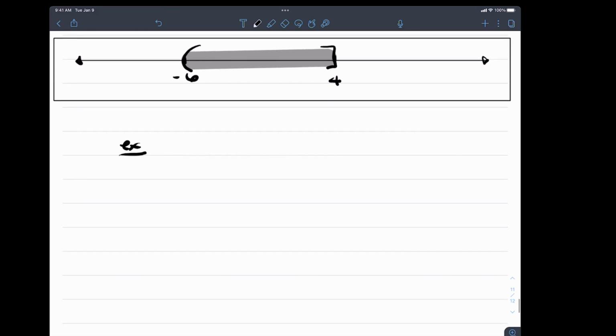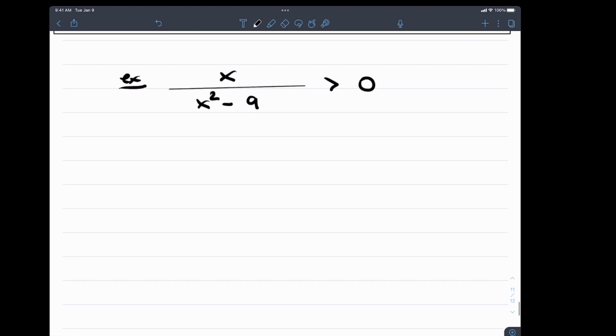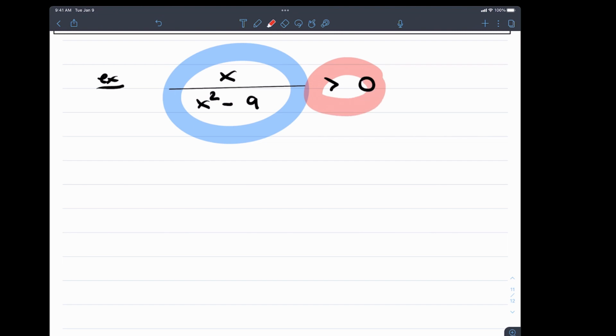Let's give you guys a good one here. x over x squared minus 9 is greater than 0. What do you guys notice again? You have a what here? Isn't there a fraction? What does it mean for a fraction to be greater than 0? They want to know whether the fraction is positive.